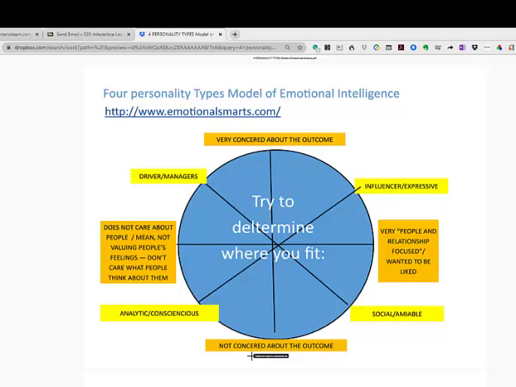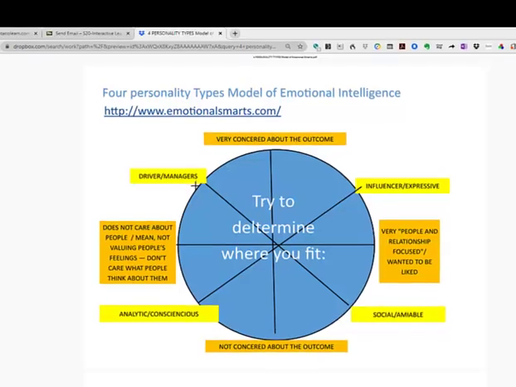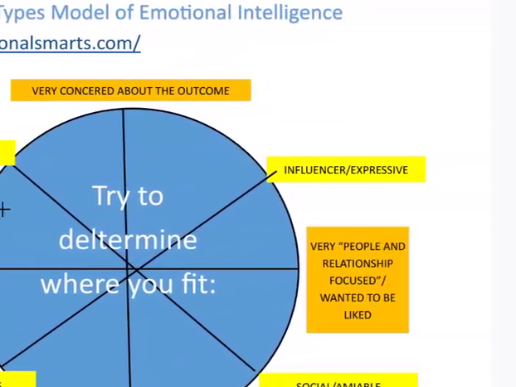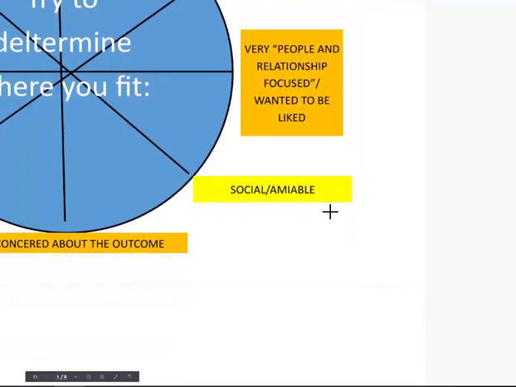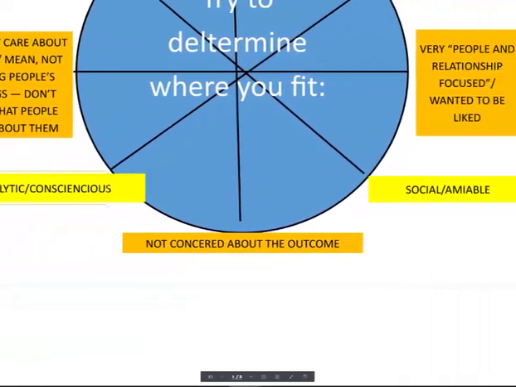So these four personality styles, and you can look here on emotional smarts, but we say we have driver managers, influencer expressives, social amiables, and analytic conscientious.